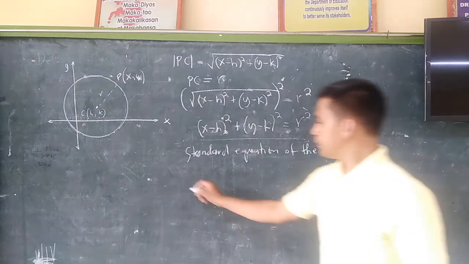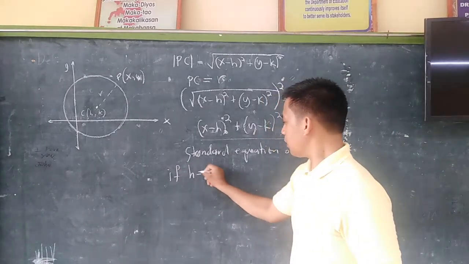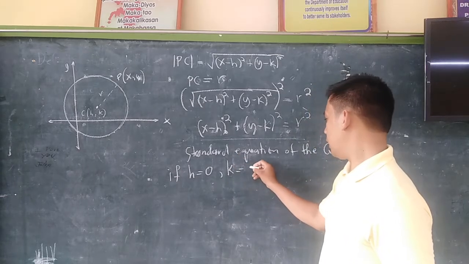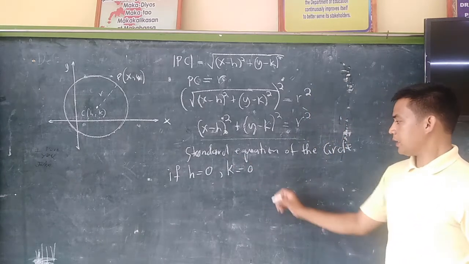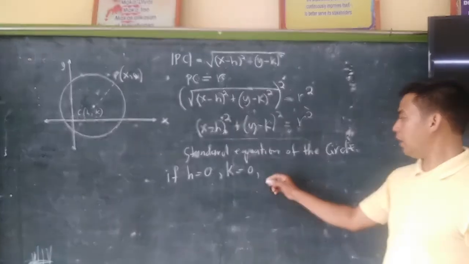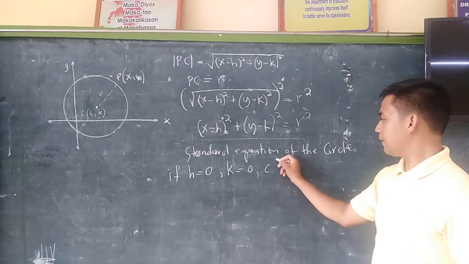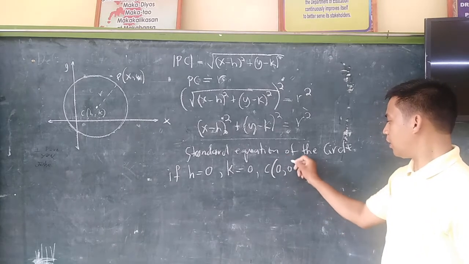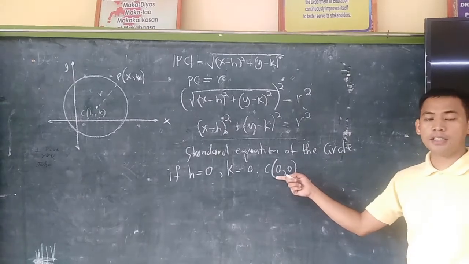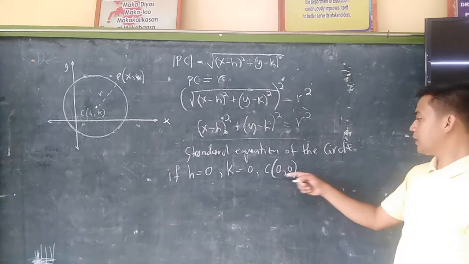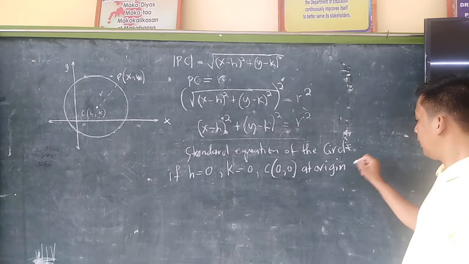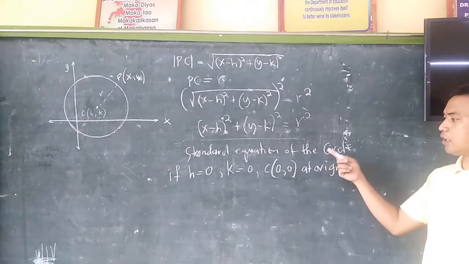Now, if h is equal to 0 and k is also equal to 0, the center of our circle is at the 0, 0, or kung imong tanawon, asa may siya dapita sa Cartesian coordinate nga, ang iyang coordinate is 0, 0. Center 0, 0 at origin. Unsay may tabo sa atong equation of the circle.